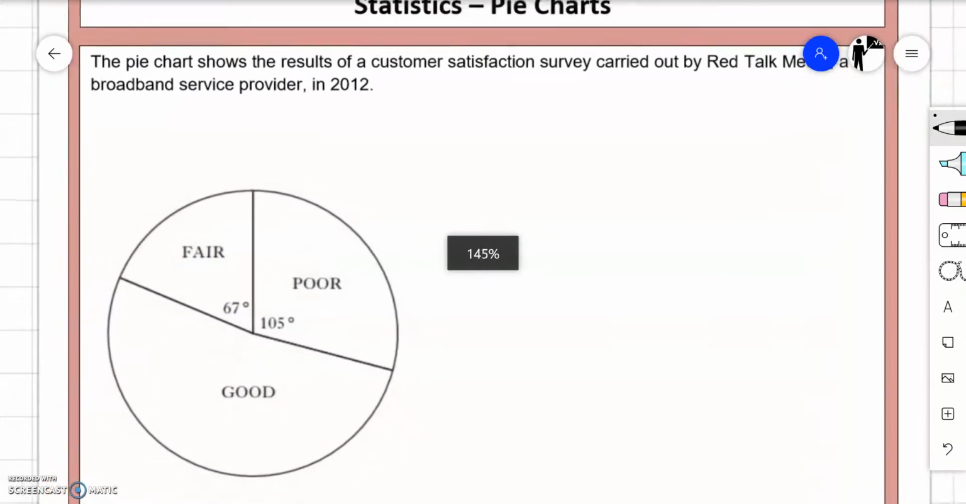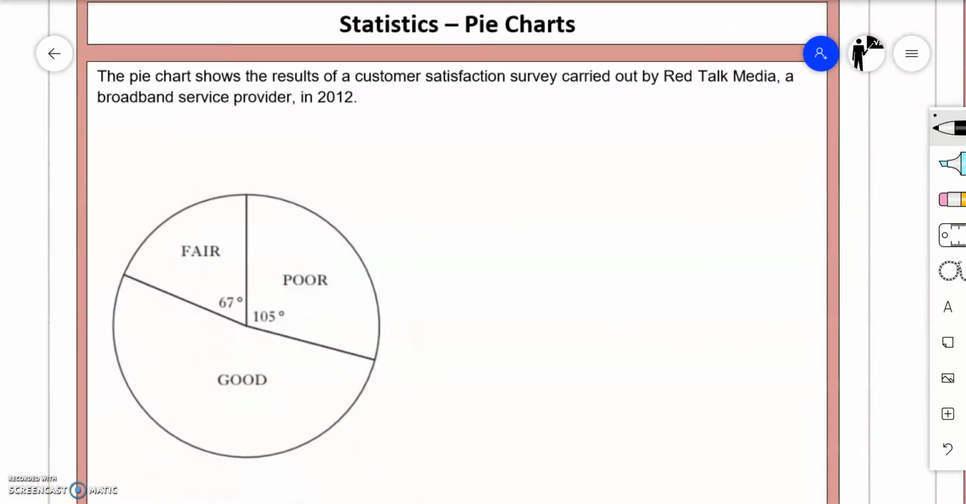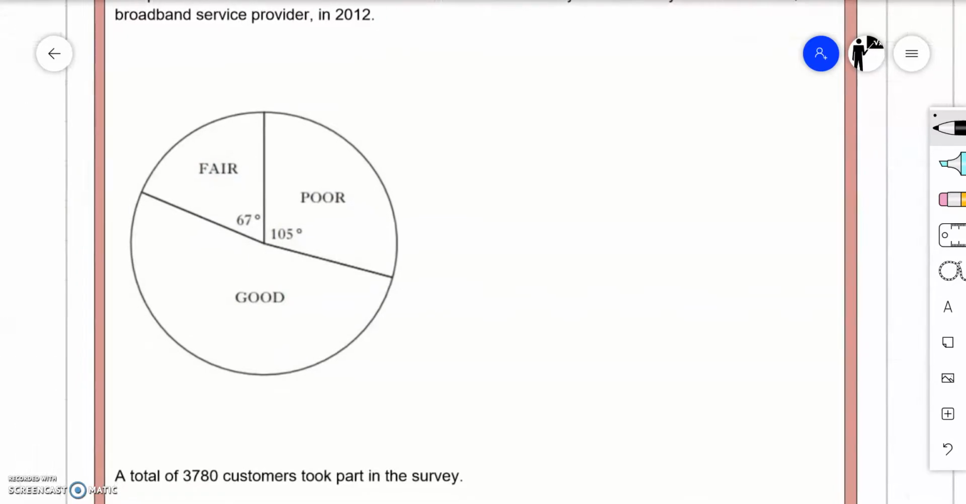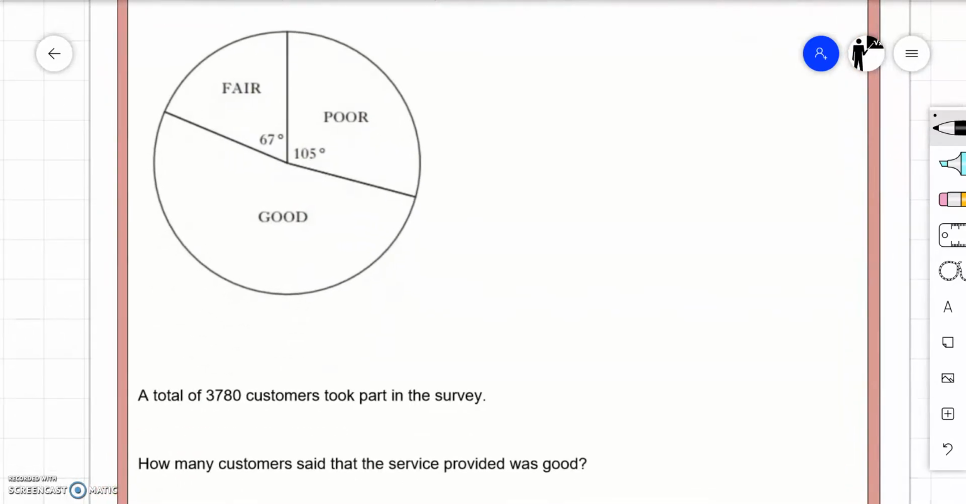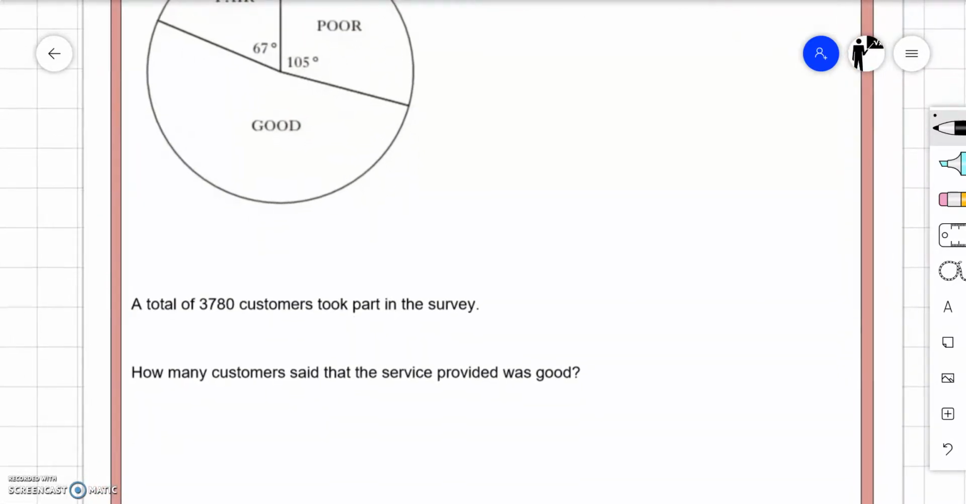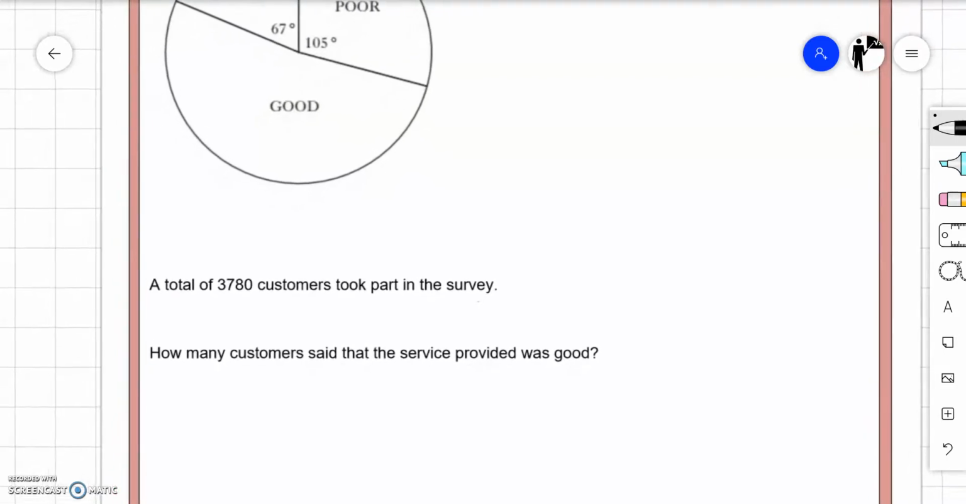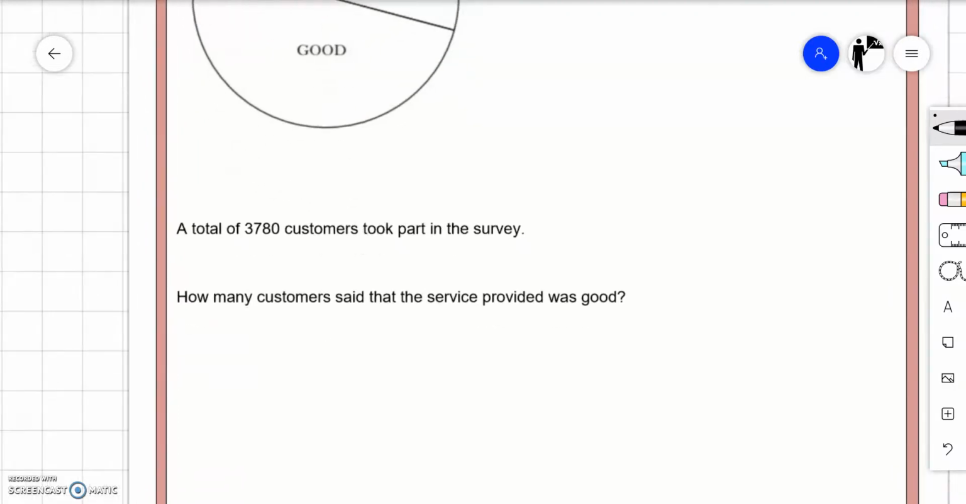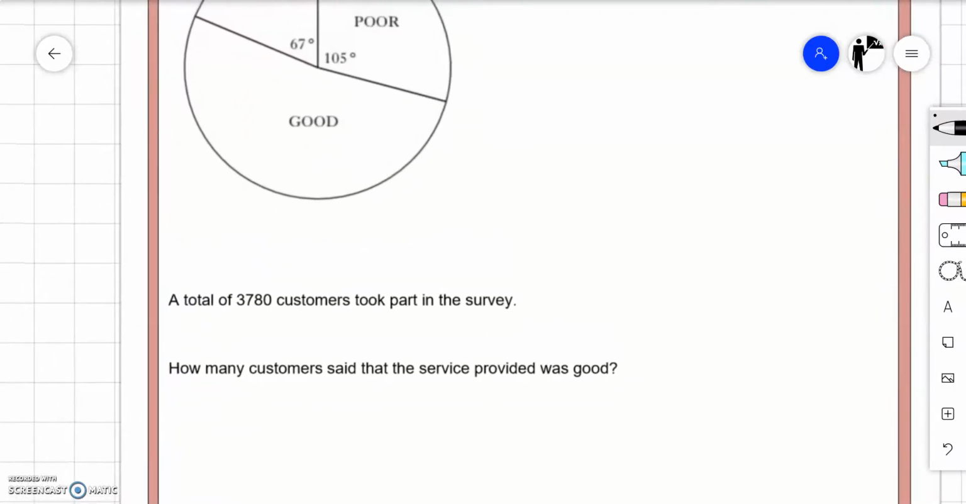The pie chart shows the results of a customer satisfaction survey carried out by Red Talk Media, a broadband service provider, in 2012. 67 degrees were fair, 105 degrees indicated poor, and we don't know how many indicated good. A total of 3,780 customers took part in the survey. How many customers said that this service was good?